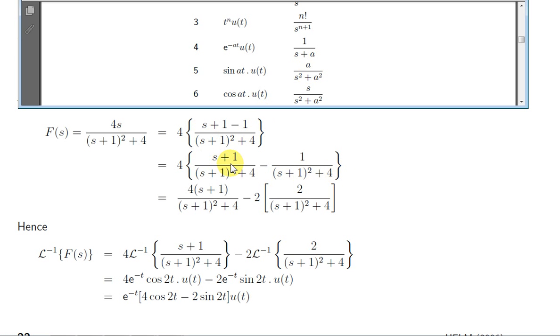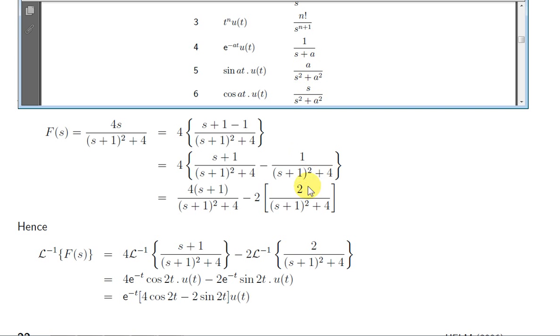Now this first fraction here has got the required form. It's got this form here of rule 6. If we just replace s with s plus 1, we can see actually that a squared is 4 for this fraction here. We'll have to apply the first shift theorem to this. As for this one here, we've got a 1 on top. But you can see from rule 5 that the number on top must be the square root of this number underneath. The number underneath is 4. So we must have the square root of 4 on top.